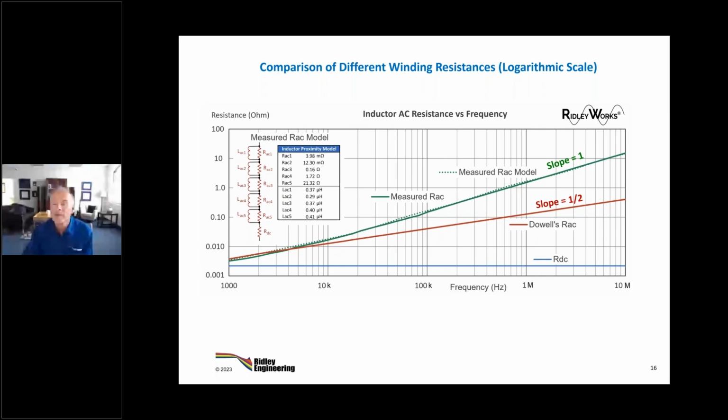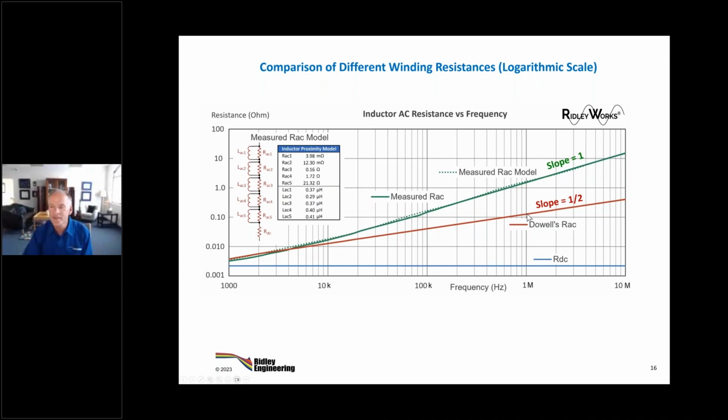What we do in Ridley Works is fit a network to it. And that network was sort of Wojda's fractal network. In this case, it's a truncated fractal network of just 5 elements, R's and L's. But instead of fitting to the solution to Dowell's equations, we make the measurement and bring the measurement into Ridley. It fills in the values of resistances here, fills in the values of inductors.